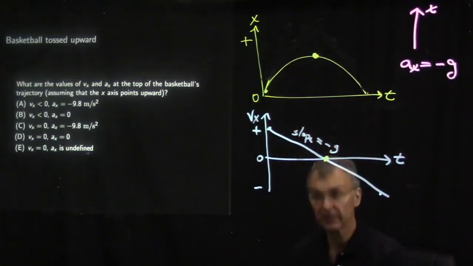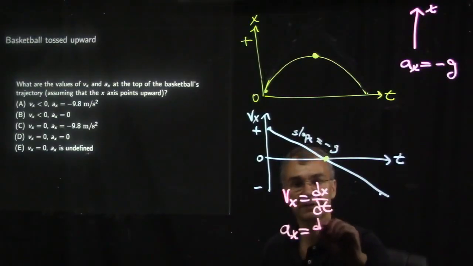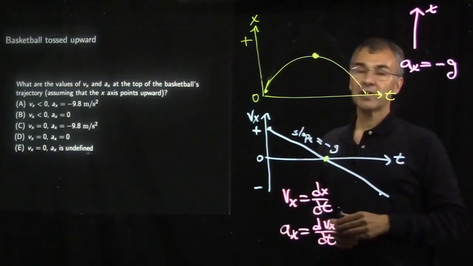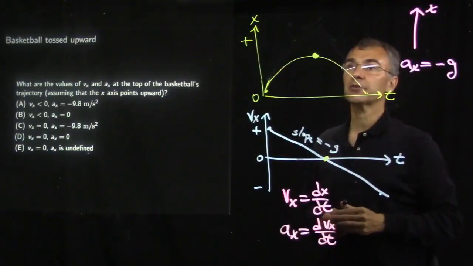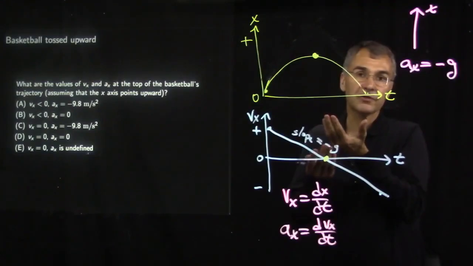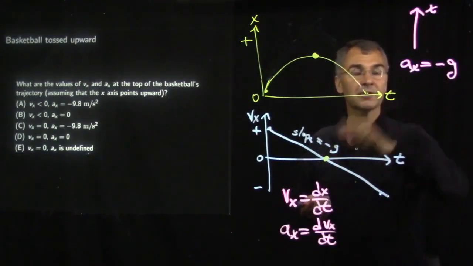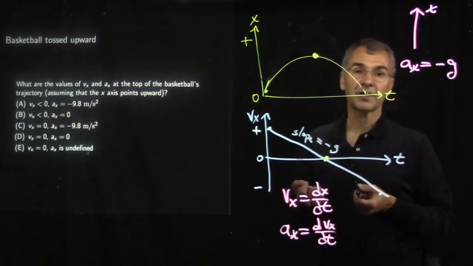Remember that we have definitions. V sub x is dx by dt. A sub x is dv sub x by dt. V sub x is the slope of the x versus t curve, and a sub x is the slope of the v sub x versus t curve. At the top of the basketball's trajectory, the only influence is Earth's gravity, so it should still be true that a sub x is minus g. So I expect a sub x to be minus 9.8 meters per second squared.